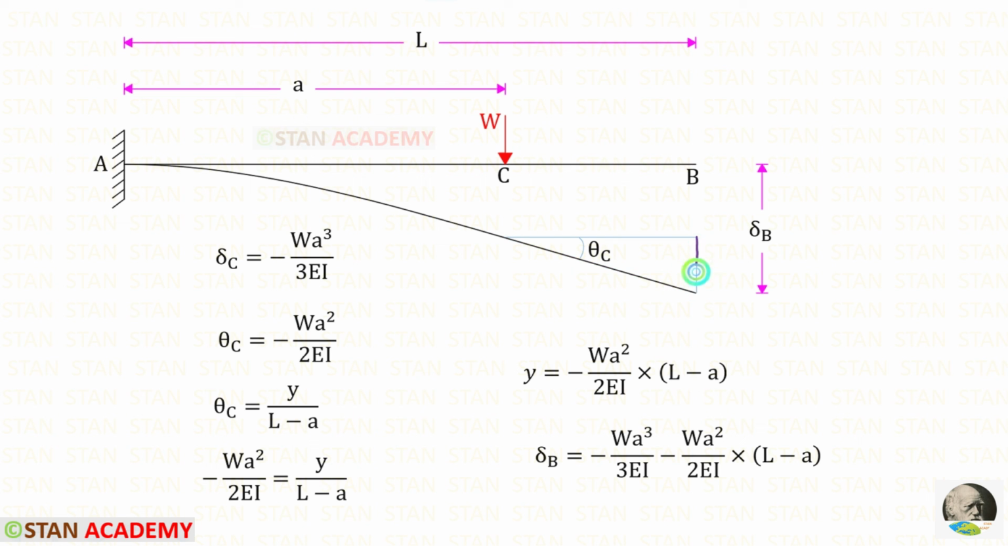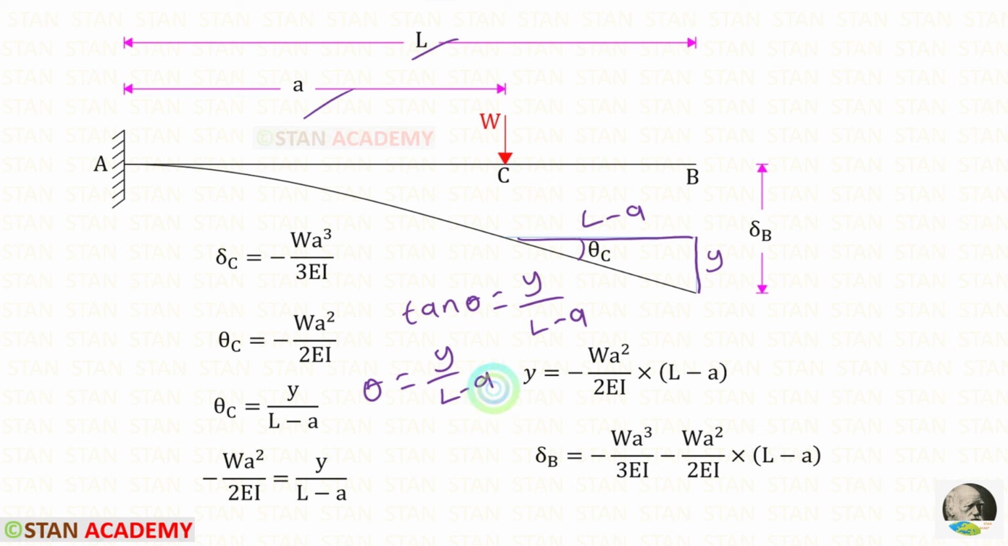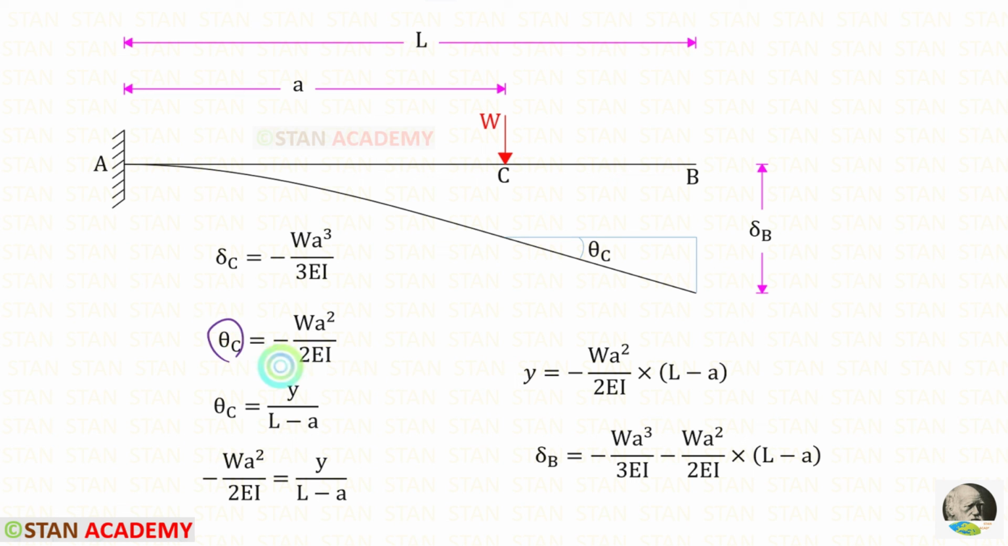We need to find this height. We can use the tan theta formula. Tan theta is equal to the opposite side upon the adjacent side. Let us keep the opposite side as y. The adjacent side is L minus A. This angle will be very small, so we can assume that theta is equal to y upon L minus A. But theta C we know. Instead of theta C, we can apply this. We can take L minus A to the other side. It will come in the numerator. This is the deflection at B.